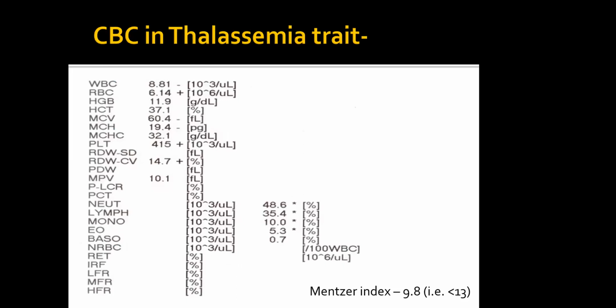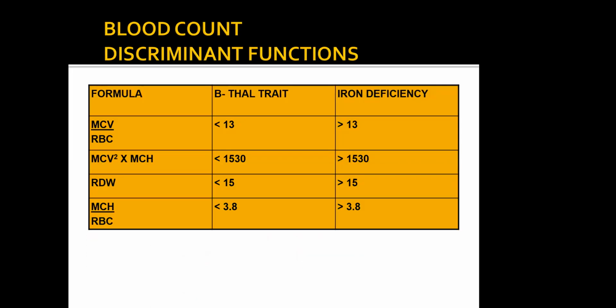In a thalassemia trait, your red cell distribution width becomes important, because the RDW is generally around 14. It has a standard deviation and a coefficient of variation, and we generally look at the coefficient of variation. You also calculate the Mentzer index, which is your MCV divided by the red blood cell count. If your Mentzer index is less than 13, then you know this is a thalassemia trait. However, if your Mentzer index is more than 13, then there is iron deficiency coexisting. So the Mentzer index is a very good differentiating factor.